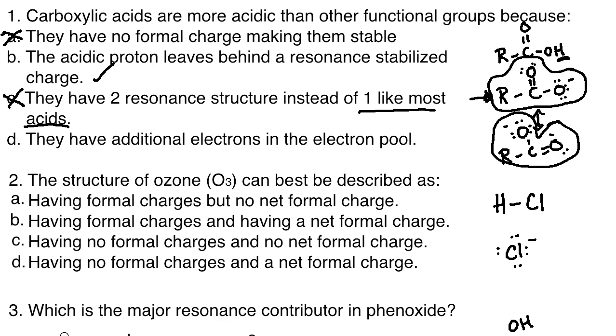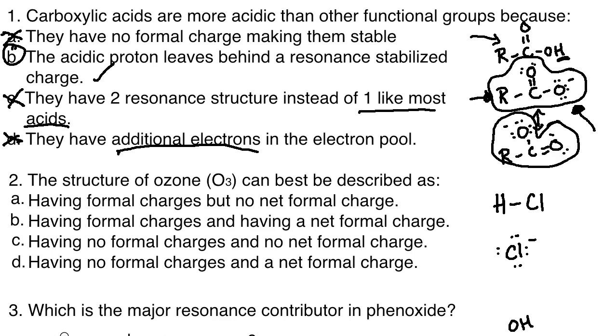They have additional electrons in the electron pool. This doesn't make any sense at all. So if I look at a regular carboxylic acid, what is this referencing? They have additional electrons in the electron pool. Why? Because of a charge? Is that what we're saying? Or is it because, once you're looking at the conjugate form here, we have an additional electron? Well, that doesn't really lead to anything related to acidity. So this one is definitely out. This doesn't have anything to do with acidity. So B is indeed our best answer.